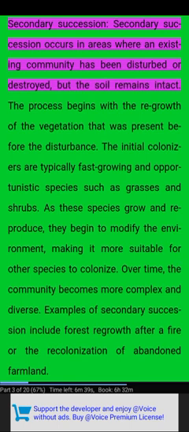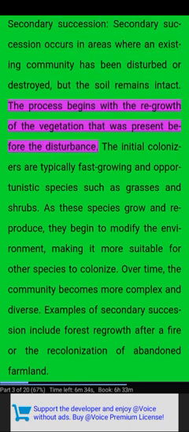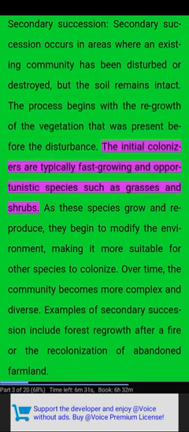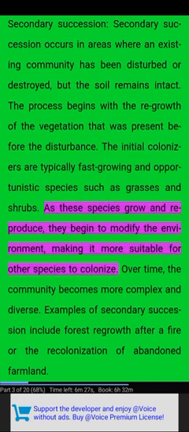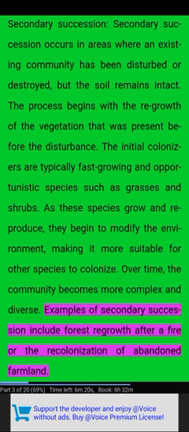Secondary succession. Secondary succession occurs in areas where an existing community has been disturbed or destroyed, but the soil remains intact. The process begins with the regrowth of the vegetation that was present before the disturbance. The initial colonizers are typically fast-growing and opportunistic species such as grasses and shrubs. As these species grow and reproduce, they begin to modify the environment, making it more suitable for other species to colonize. Over time, the community becomes more complex and diverse. Examples of secondary succession include forest regrowth after a fire or the recolonization of abandoned farmland.